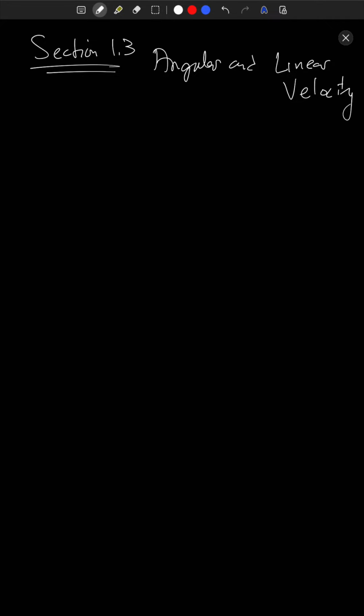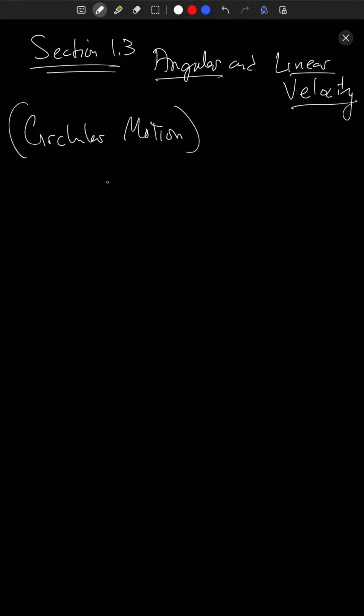Okay, so this is section 1.3. We're going to be talking about angular and linear velocity as it pertains to circular motion. So what is circular motion? It's motion that's going around in circles.